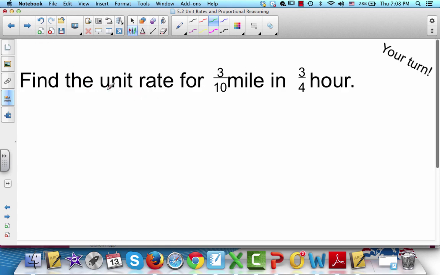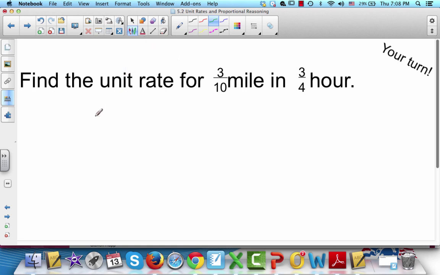All right, your turn. Find the unit rate for 3/10 of a mile in 3/4 of an hour. Pause the video. Now, wait, before you pause it, what are you going to do? You're going to divide by the second one. Divide both of them by the second one. So you're going to divide both of them by 3/4. Okay, pause the video, try this one, and get back to me.